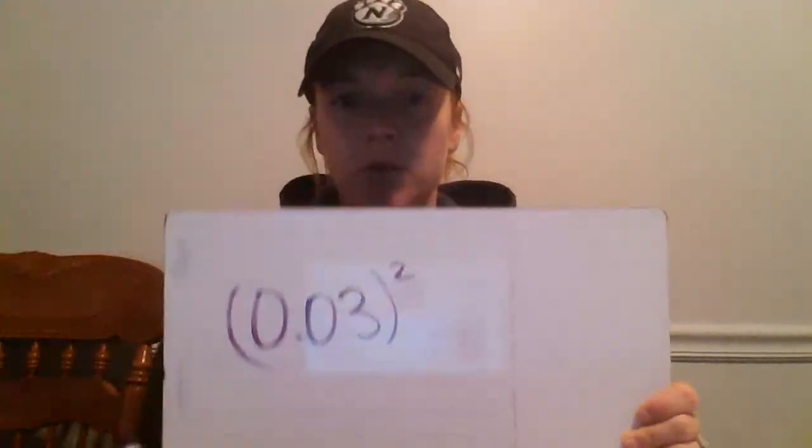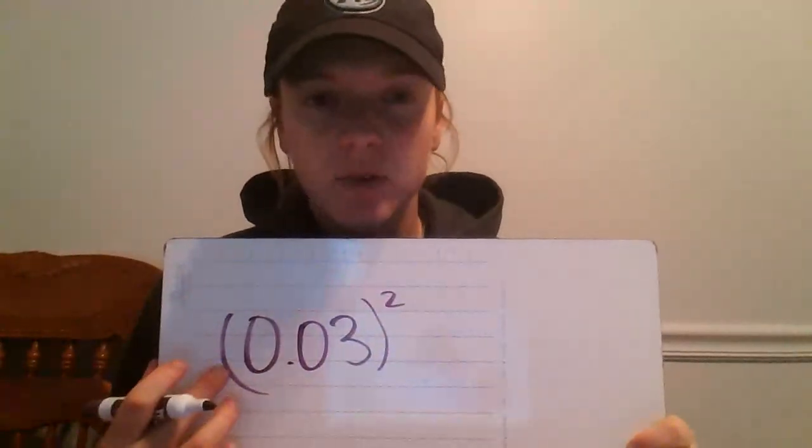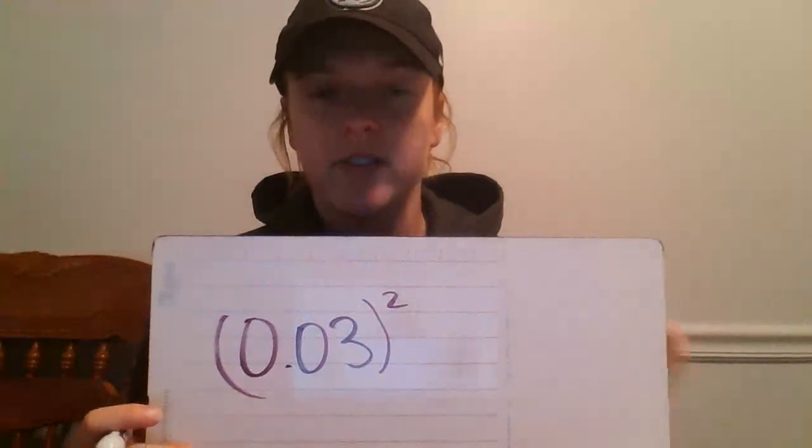All right, so we're going to do 2 more examples and then we'll be done. So I want you to look at example 7. Example 7 is, they want you to simplify 0.03 squared. So when they ask for squared, that means we're going to take this number times itself just twice, okay?